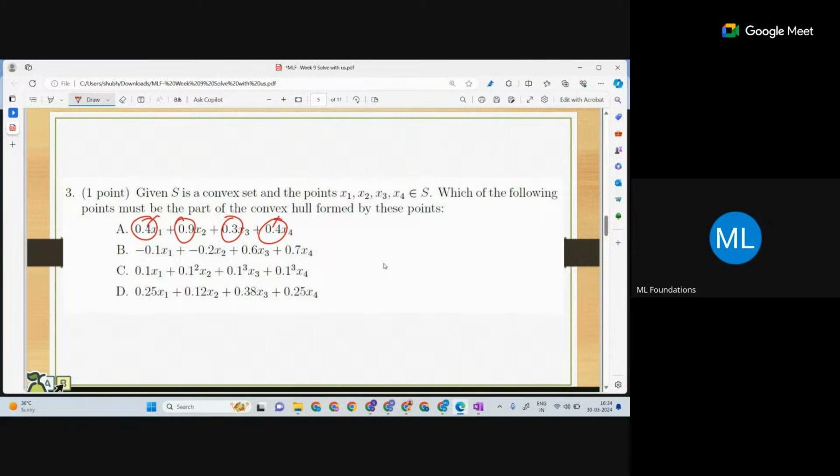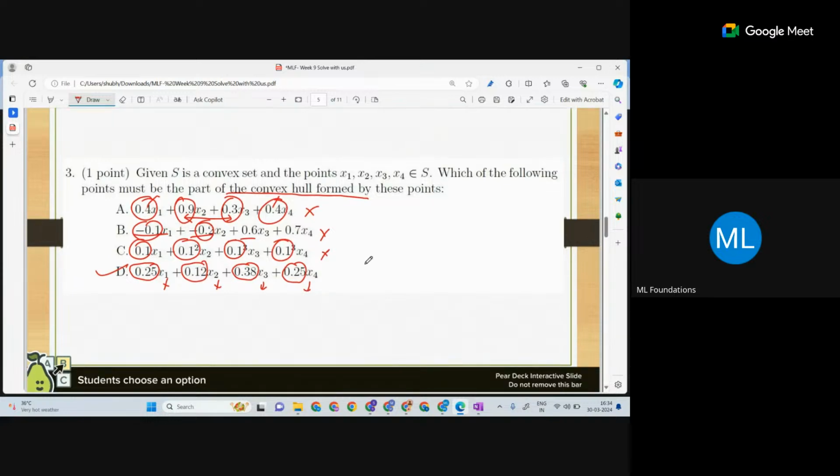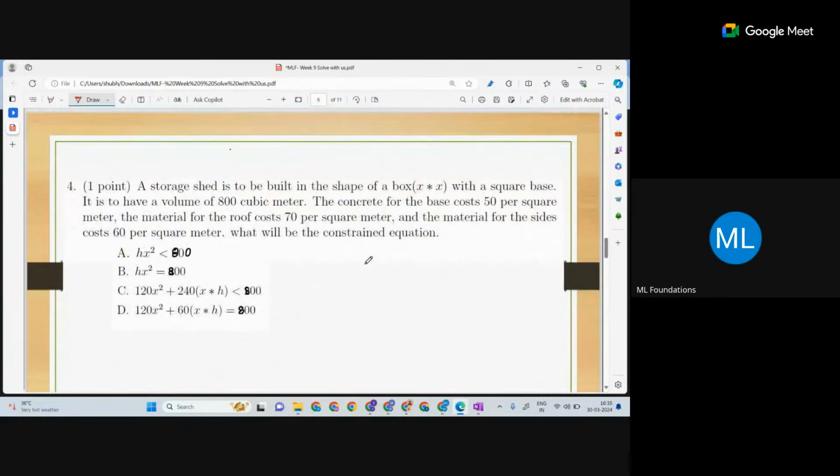These two will sum to 0.8, and these two will sum to more than 1. And this one is negative, so this one and this one are not going to work. If you solve this one, the sum is not going to be up to 1 either. So how could it be equal to 1? And this one is possible. You sum them all, it will give 1 and all are positive, and these points are here. As it follows the definition of the convex hull, option D is going to be correct. It must be part of the convex hull formed by these points. This one is very easy. I think the next problem is good, so let's do this problem.